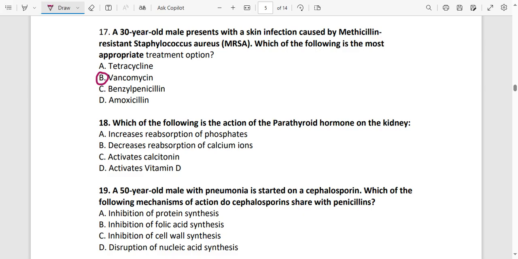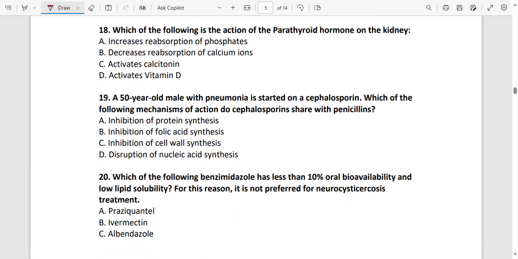Remember, vancomycin is a glycopeptide, and glycopeptides work by preventing the synthesis of your cell wall also. Which of the following is the action of the parathyroid hormone on the kidney? Increases reabsorption of phosphate, decreases reabsorption of calcium, activates calcitonin, activates vitamin D.